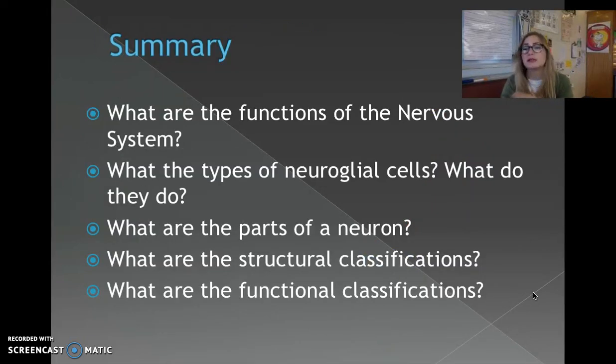Please write a good summary. You guys are going to have plenty of time to do this. What are the functions of the nervous system? What are the types of neural glial cells and what do they do? What are the parts of a neuron? And then what are the structural classifications versus the functional classifications? If you guys want to make a T-chart for that, that would be nice.